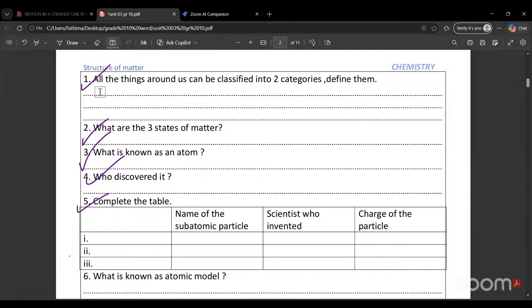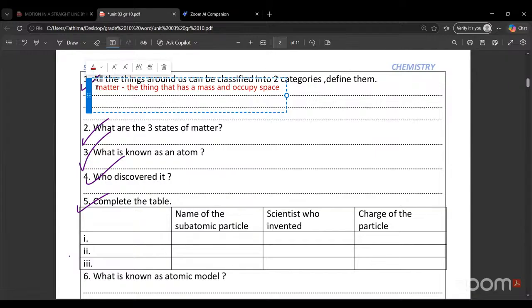Right. So look, all the things around us can be classified into two categories. So what is that? Matter and energy. So what is matter? The thing that has a mass and occupies space. Right? Simple idea. Normally they don't ask you such a basic question, but I have included it so that you will have understanding from the beginning.